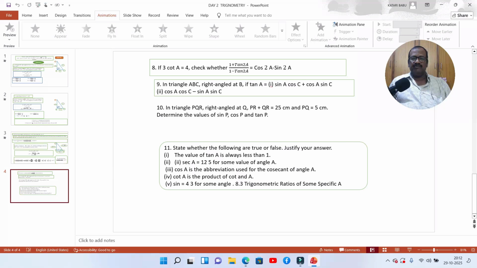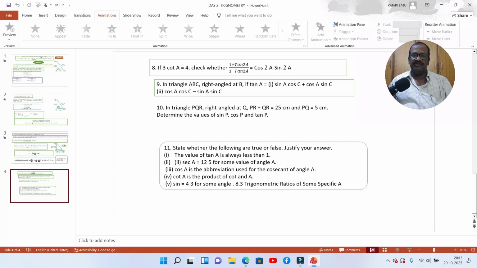Secant A is hypotenuse by adjacent. Hypotenuse is always greater than the other side. Sorry, secant A is equal to 12 by 5 for some value of angle A. It's true sometimes, because secant is hypotenuse by adjacent, and the hypotenuse value is greater, so it's true.